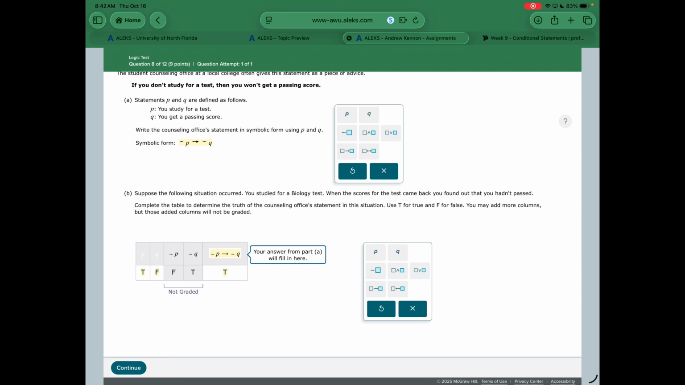because there's some weird logic here that you can probably think about that hurts my brain at 8 a.m. The counselor, let's think about this for just a second. If the counselor only said that if you don't study, you won't pass, she didn't guarantee that if you did study, you would pass, if that makes sense.